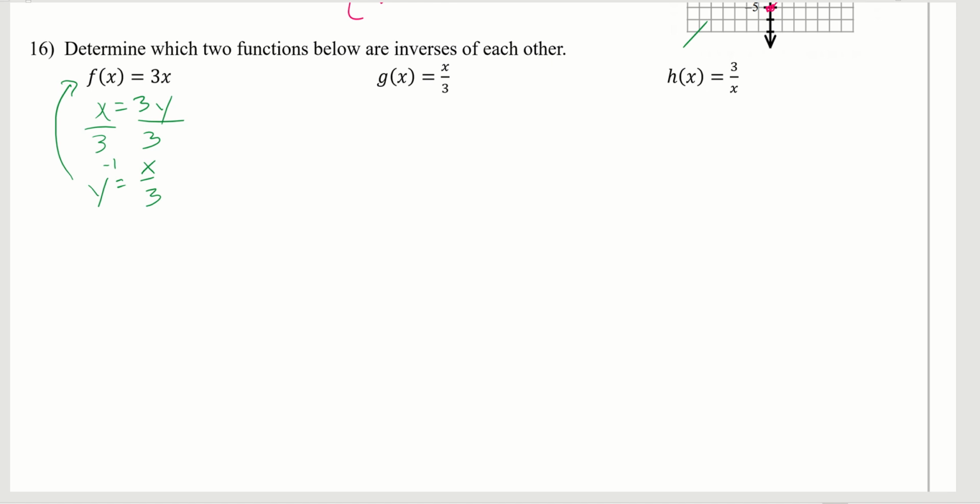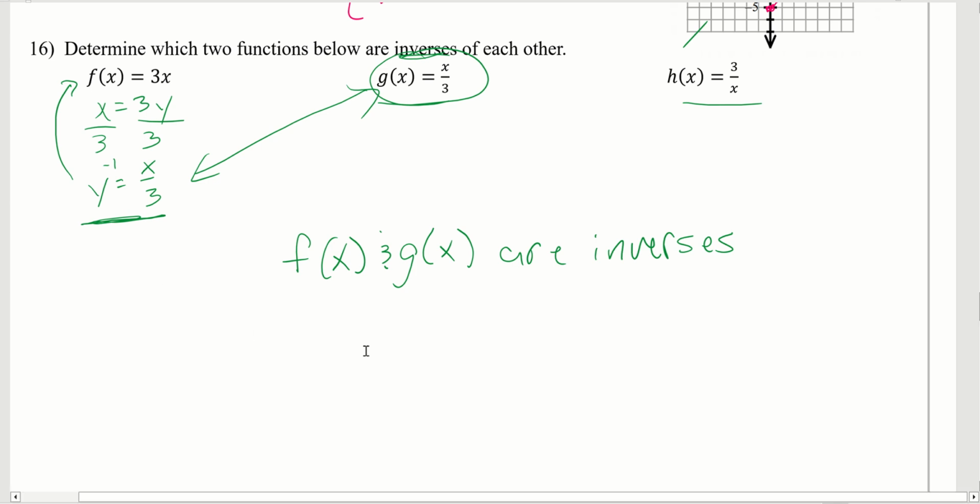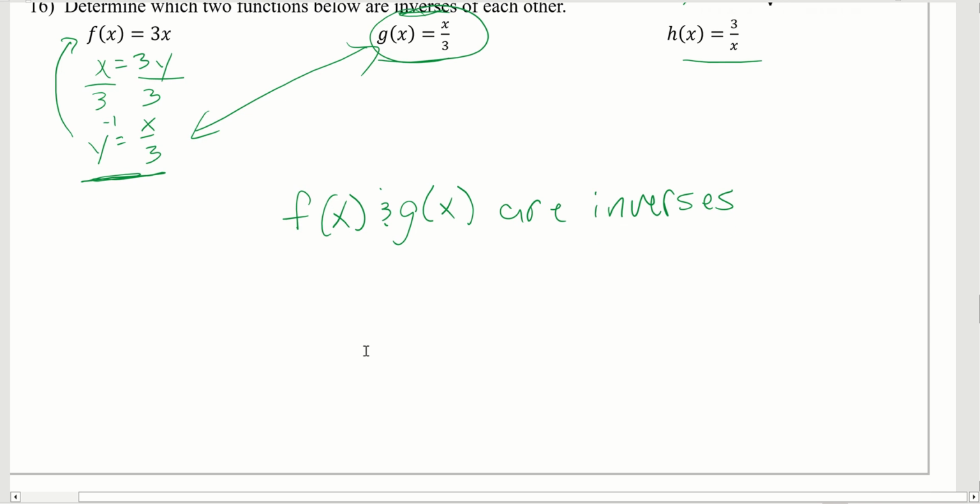And so it says, are these guys inverses of each other? Well, we just found the inverse of f of x, which is this guy. Well, do either of these two match it? And the answer is yes. This guy matches it exactly, right? Those are the same. So what we would say is f of x and g of x are inverses. Okay, so they're inverses of each other because initially I found out what the inverse of f was and compared it to the other g and h of x functions.